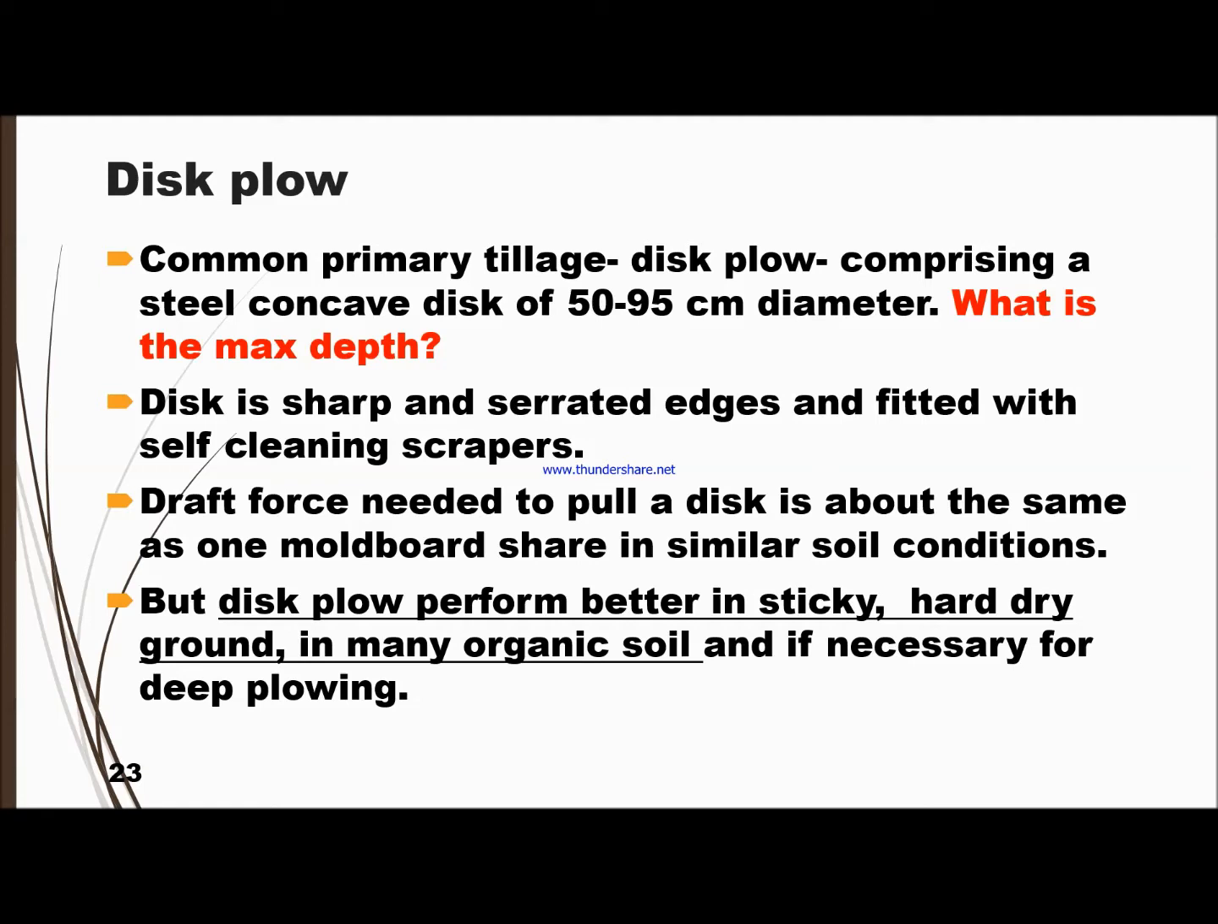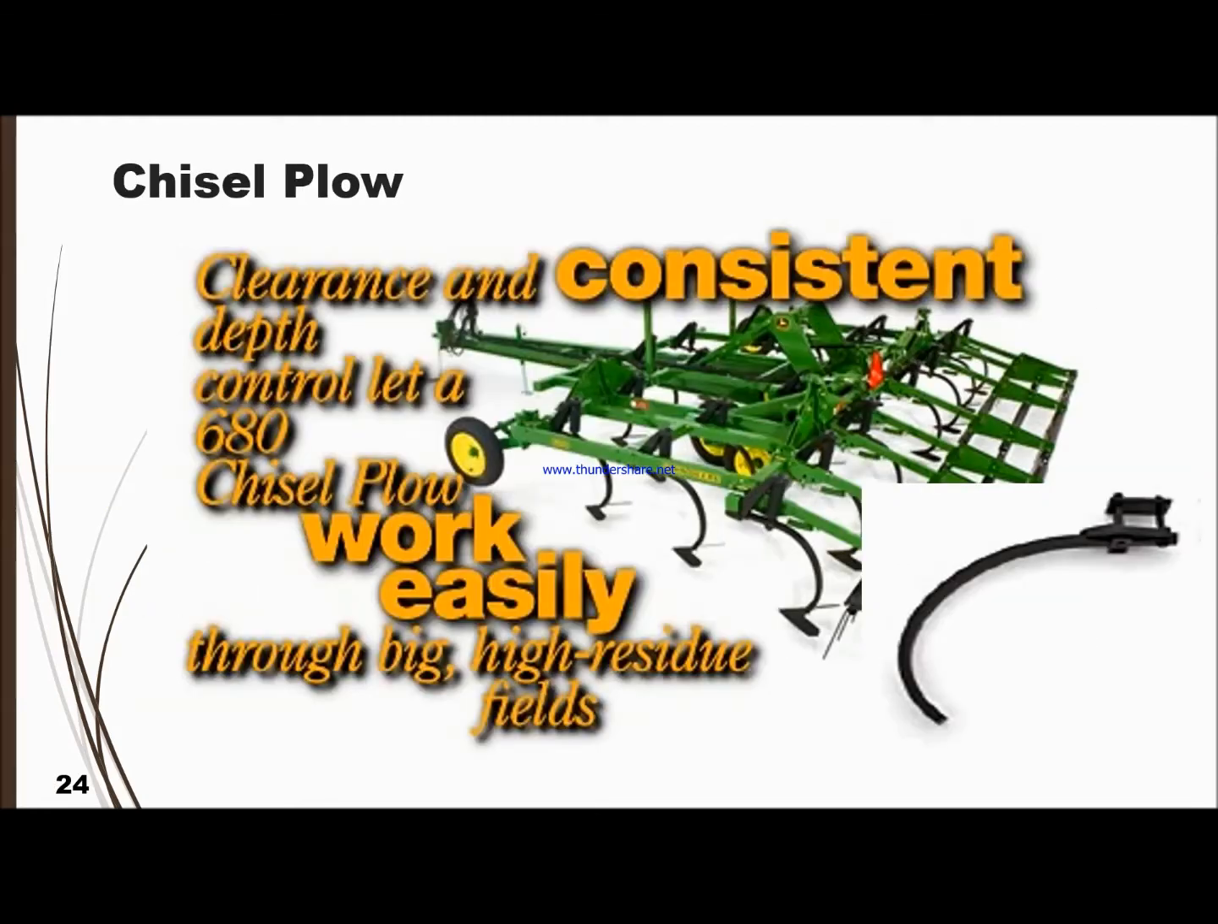The disc is normally sharp, self-sharpening and serrated-edged, and fitted with a self-cleaning scraper. The draft force needed to pull the disc is about the same as one moldboard share in similar soil condition. Okay. But the disc plow performs better in sticky, hard soil, ground, and many organic soils, and if necessary for deep plowing. So normally, if the ground is very heavy soil, dry, we can utilize a disc plow for the primary tillage operation.